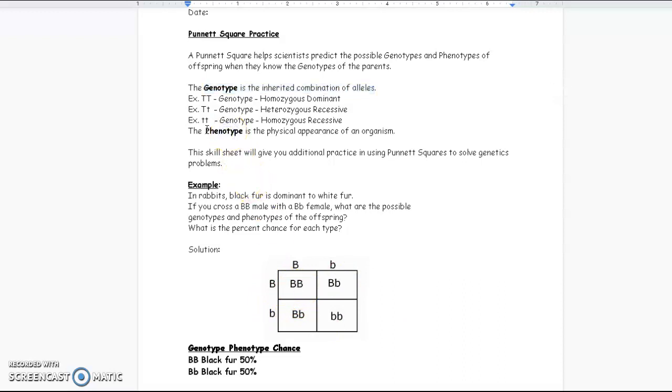A phenotype is the physical appearance. It is the expression of the code. And so BB means black fur. That will be the phenotype. The genotype, big B, has a phenotype of black fur.